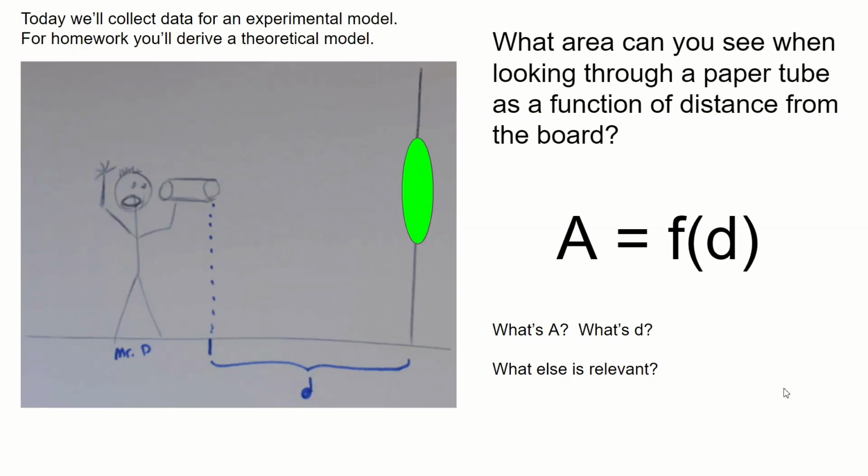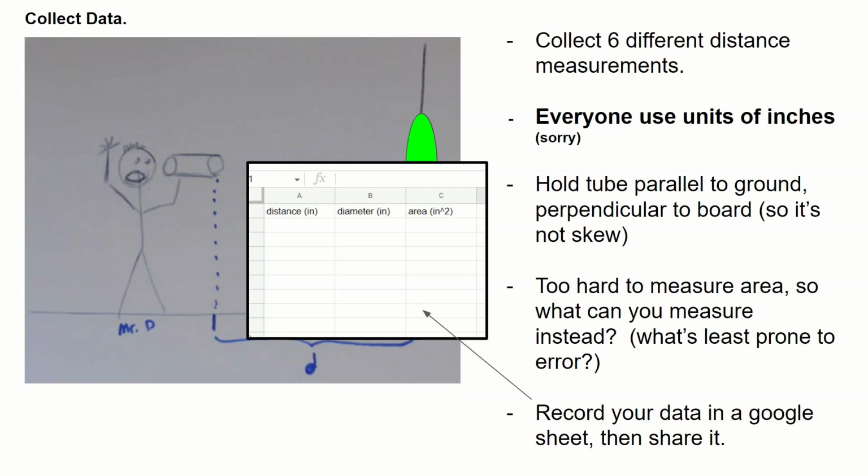And we're going to try it in two different ways. You'll actually collect some experimental data, and we'll try and fit a function. That'll be our model. And for homework, we'll try and derive a theoretical model just based on our knowledge of geometry. So in just a second, I'll show you how to fold the paper tube. I'd like every team to collect 6 different distance measurements. Everybody should use units of inches.